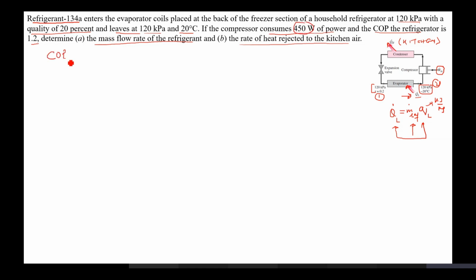COP of a refrigerator is essentially Q dot L over work dot in. So if the COP is 1.2, Q dot L you need to find out, and work net in is essentially 450 watts. That means Q dot L would be 1.2 times 450 watts, which would be 540 watts or 0.54 kilowatts. Clear enough?